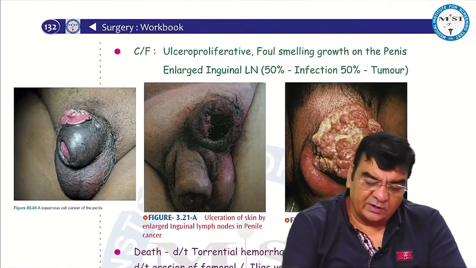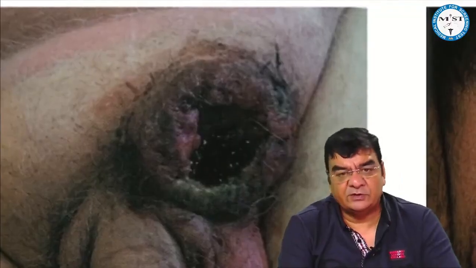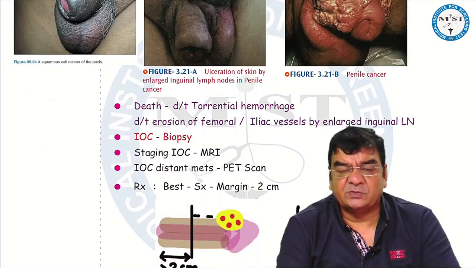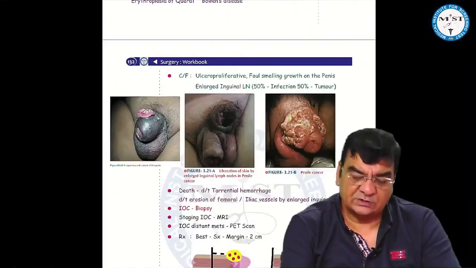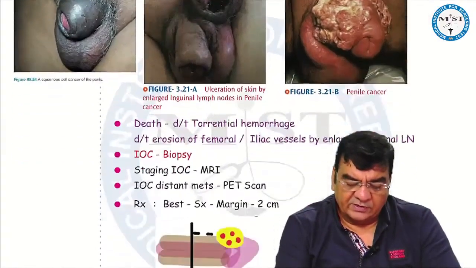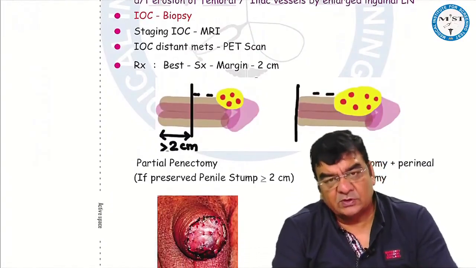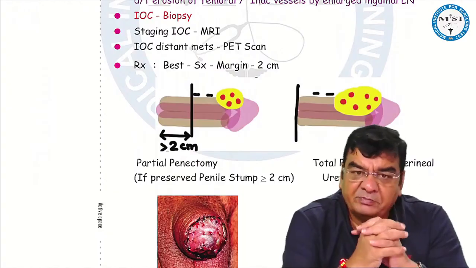However, inguinal lymph node enlargement, 50% of the time it is because of infection and 50% it is because of the tumor. And death in penile cancer patients is because of torrential bleeding, because of erosion of the iliac or the femoral vessels by these enlarged inguinal lymph nodes. When this patient comes to us, we can take a biopsy, that is the investigation of choice to diagnose penile cancer. For staging, we do MRI, and for metastasis, we do PET scan.